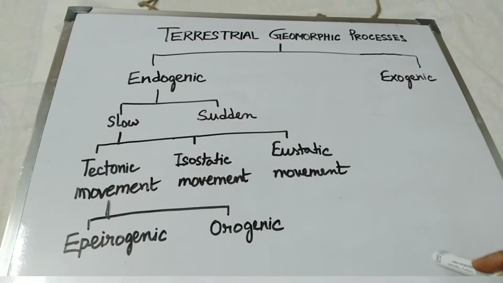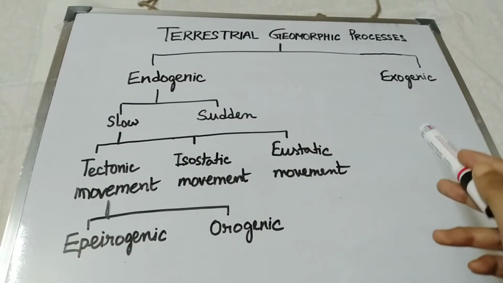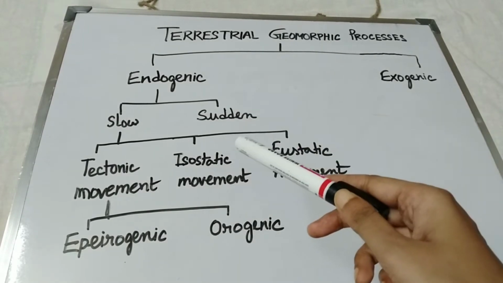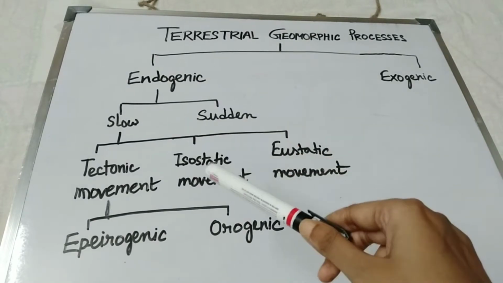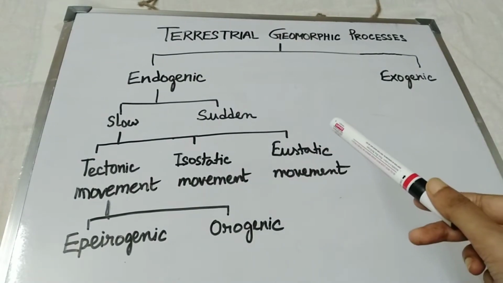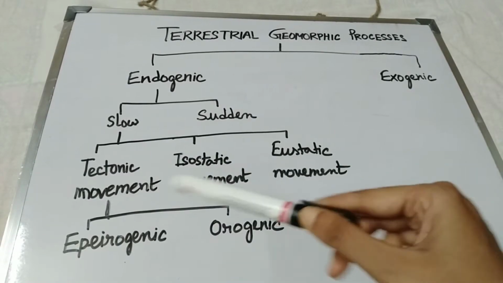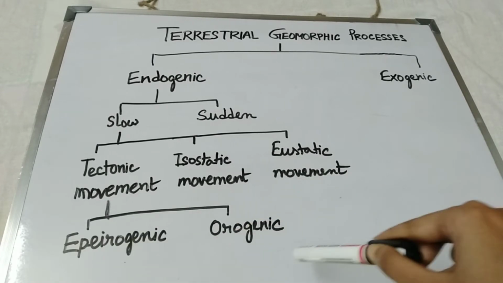Now coming to the next, terrestrial geomorphic processes. Already we know it is divided into two processes, endogenic and exogenic. This endogenic or internal process has two ways: slow process and sudden process. The slow processes are divided into three parts: tectonic movement, isostatic movement, geostatic movement. Tectonic movement is divided into two parts: epeirogenic movement and orogenic movement. Now we are going to discuss these two.